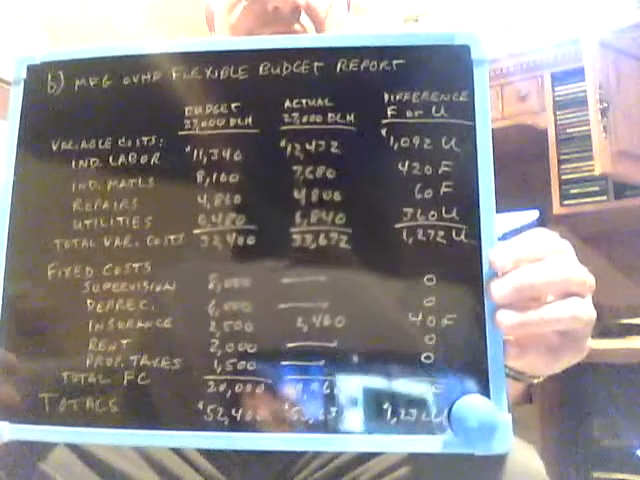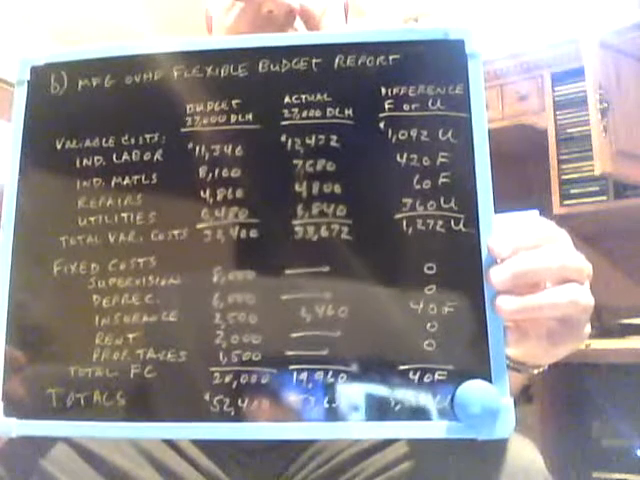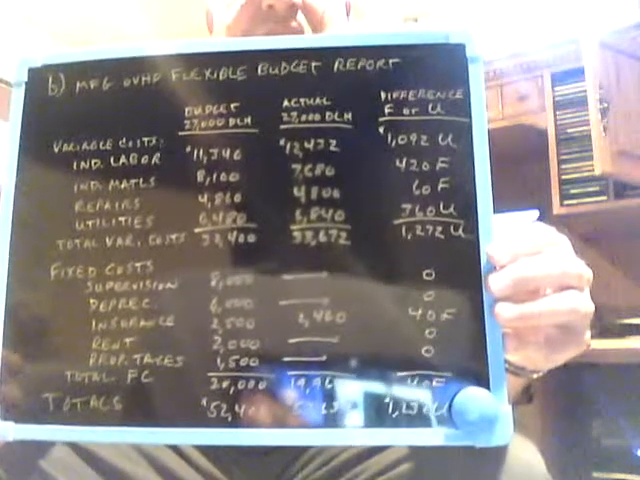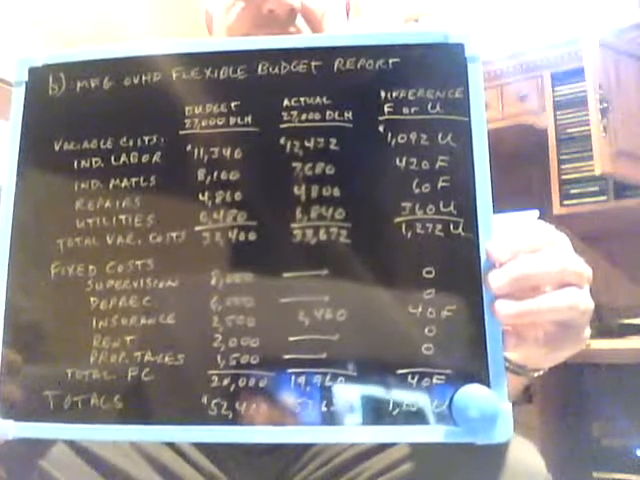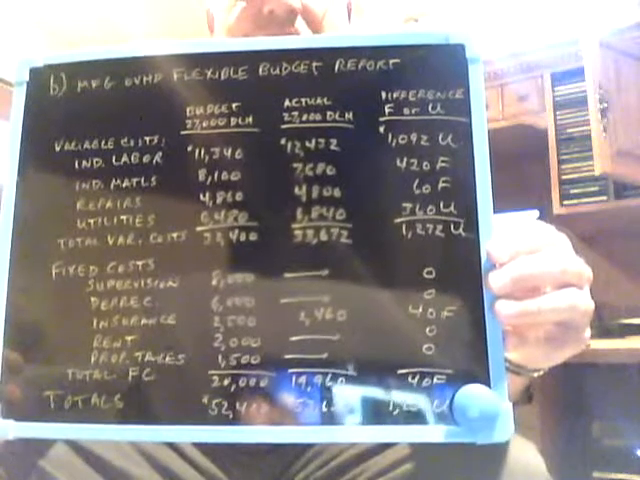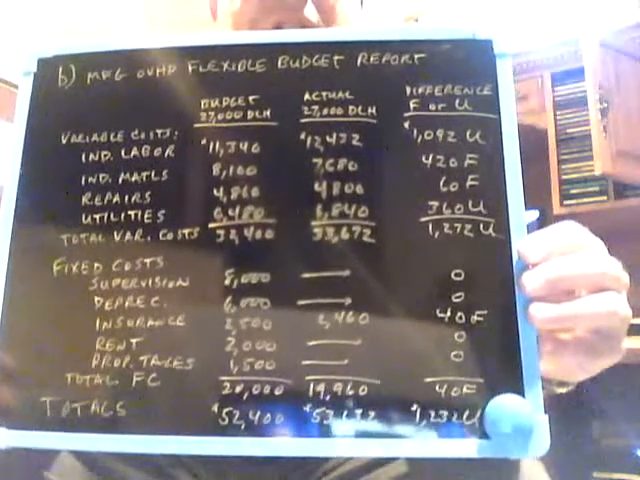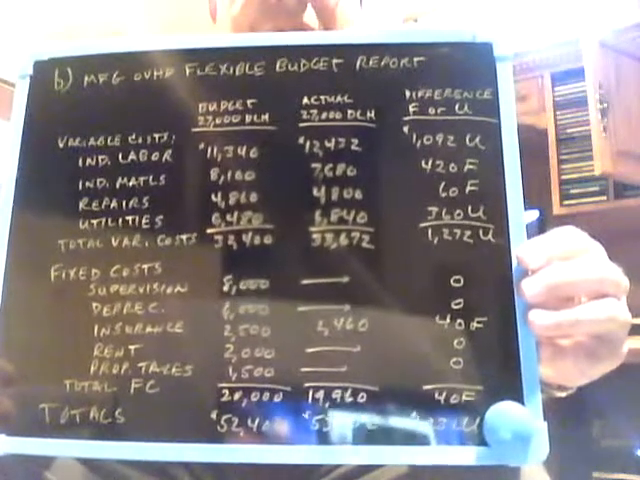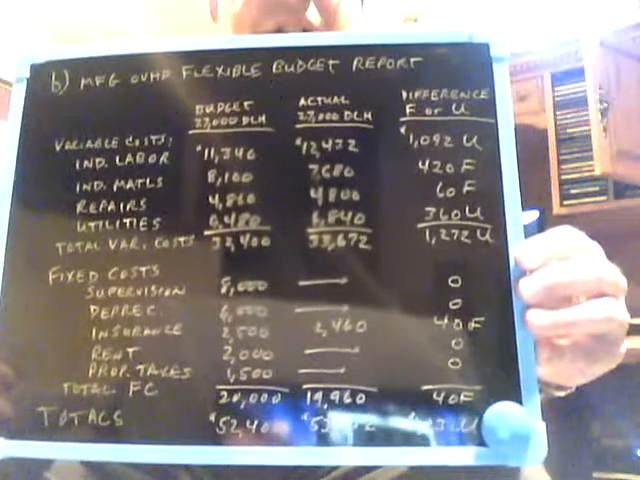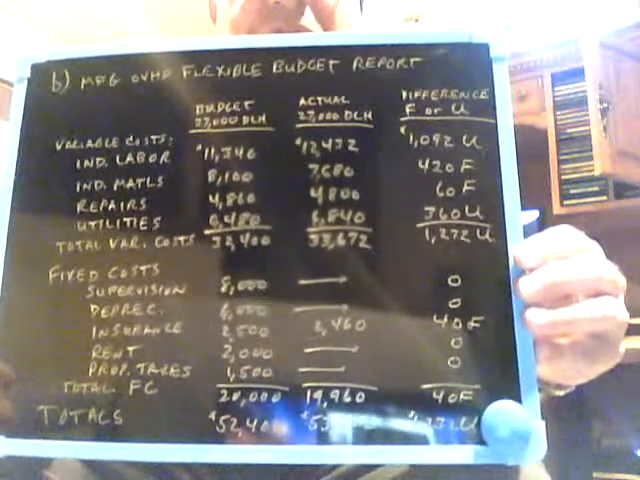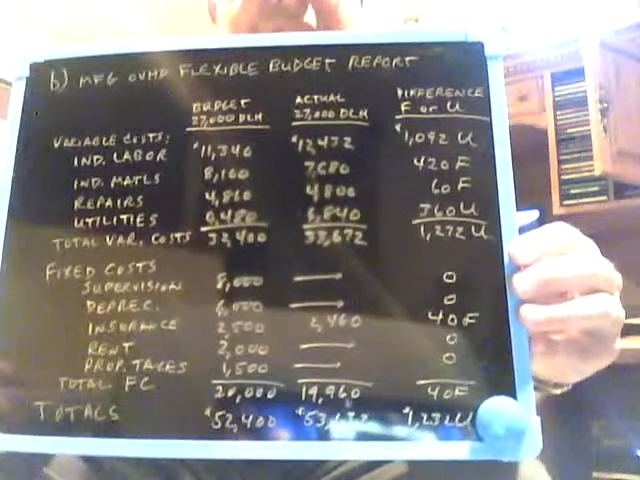Now, to then subtract, we take the budgeted amount, subtract the actual amount, and if it's negative, then it's unfavorable. The first item here, for example, indirect labor, came in at 12,432, which is 1,092 over the budget, so that's an unfavorable difference. With materials, that came in at 7,680, or 420 less than budget, so that's a favorable difference. Repairs came in just $60 less, but that's a favorable. And utilities came in at 360 more, 6,840 versus 6,480.